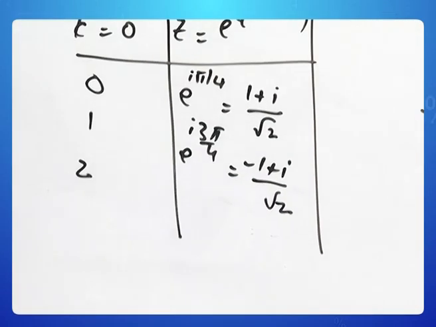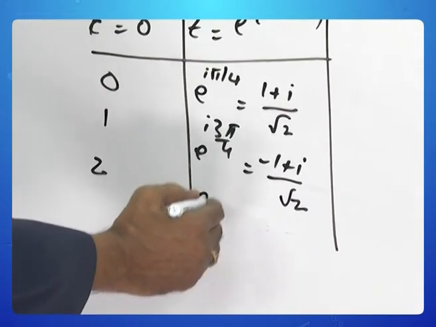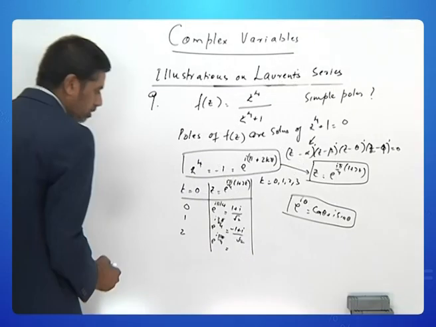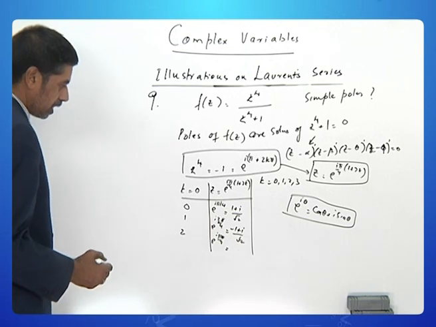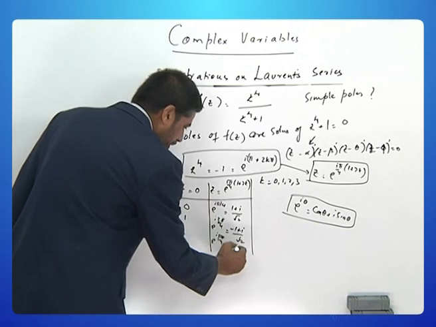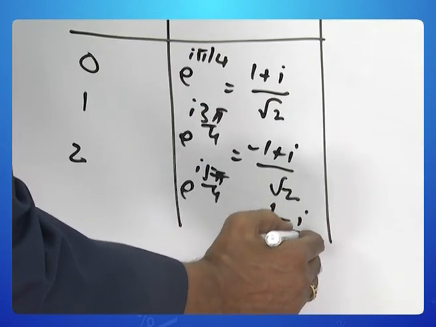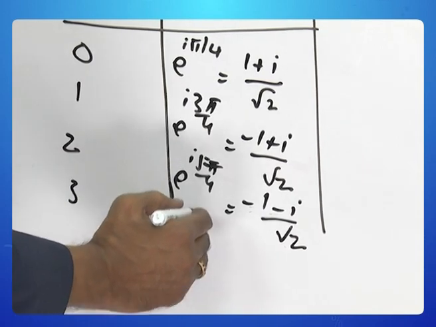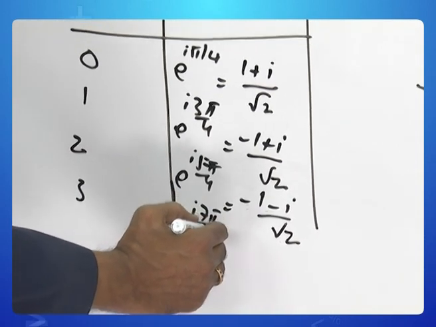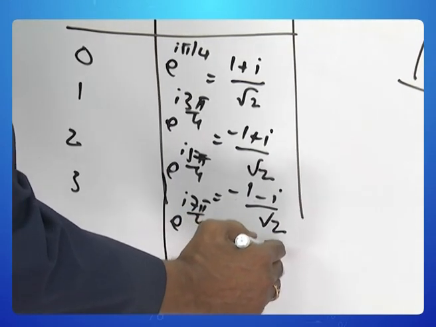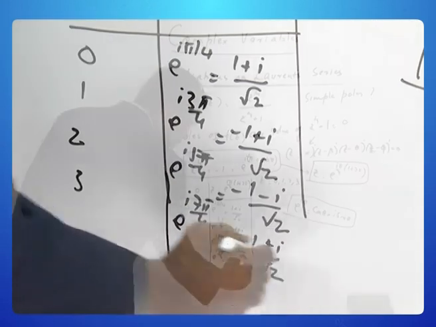For k is equal to 2, this becomes e power i 5 pi by 4, that is cos 5 pi by 4 plus i sin 5 pi by 4. So we are in the third quadrant, so both will be negative: minus 1 minus i by root 2. And finally, for k is equal to 3, you get e power i 7 pi by 4. We are in the fourth quadrant, so you will get minus 1 plus i by root 2.